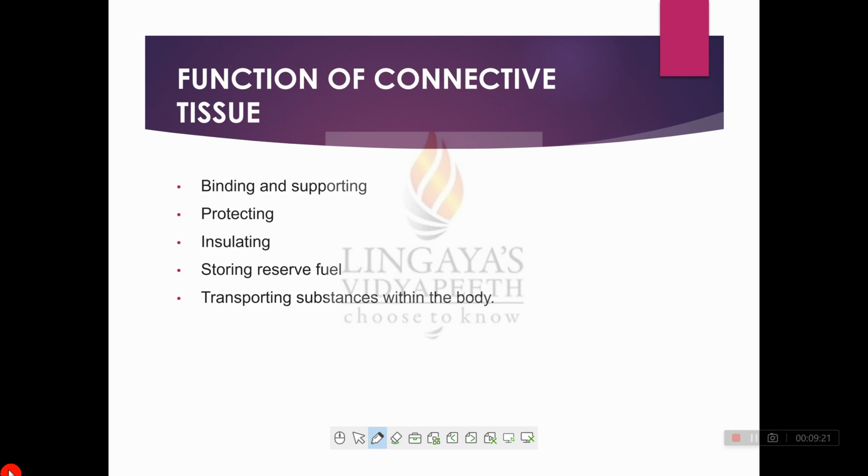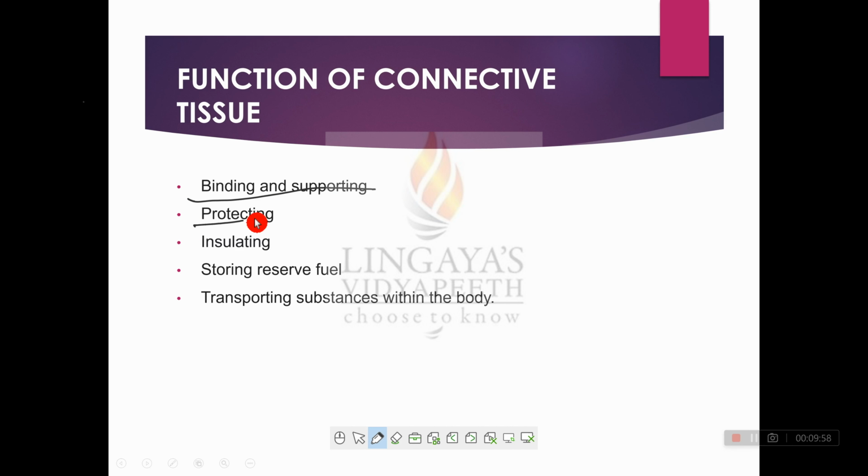Now talking about the functions of connective tissue. Connective tissue has a wide variety of functions that depend on the types of cell and the different classes of fibers involved. Loose and dense irregular connective tissue, formed mainly by fibroblasts and collagen fibers, have an important role in providing a medium for oxygen and nutrients to diffuse from capillaries to cells, and carbon dioxide and waste substances to diffuse from cells back into circulation. So the first function is binding and supporting.